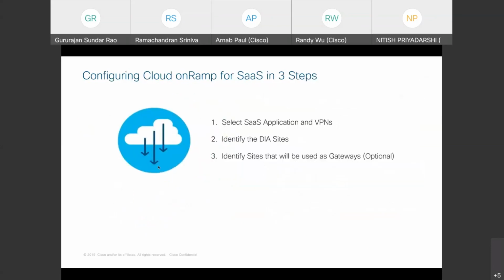Okay, now we will see how Cloud on-ramp for SaaS can be configured. To enable SaaS, this is a very simple 3-step process. You'll have to select the applications and VPNs. So SaaS applications should be selected. Say, for example, we have 13 applications in the workflow. You can select all or any applications from the list you want to choose, and the VPNs, from which VPNs you want to use Cloud on-ramp for SaaS.